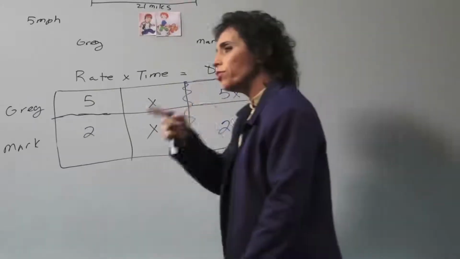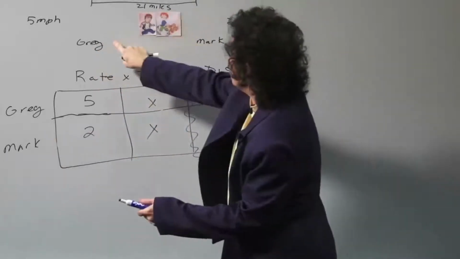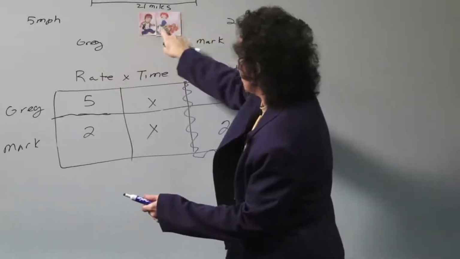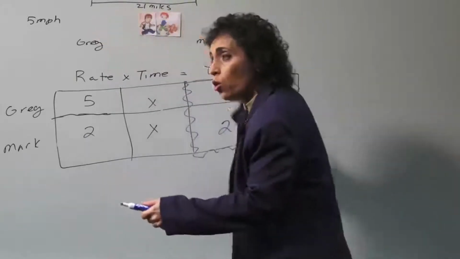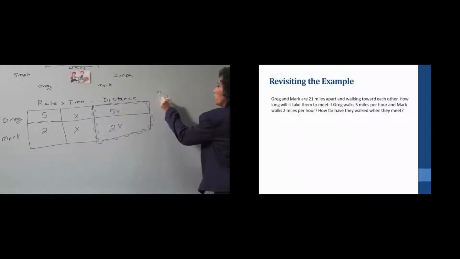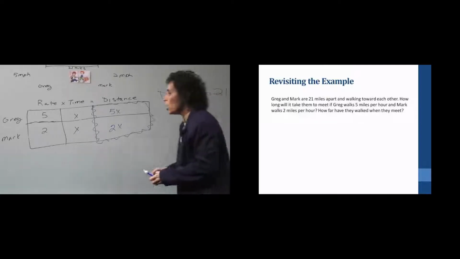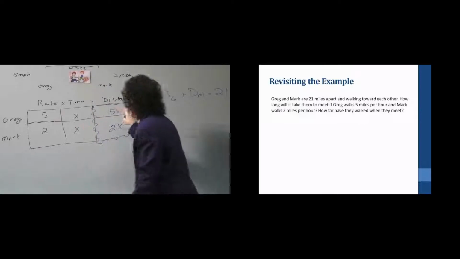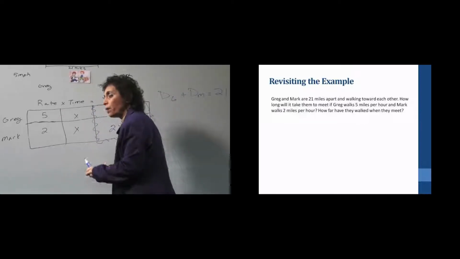Well, you've got to say, what do I know about distance? Here's what I know about distance. Look what just happened. Even though Greg walked further and then Mark walked, they met here, they covered together that whole 21 miles. So I know the distance that Greg walked plus the distance that Mark walked equal the total distance, which is 21. What told me to think about that was the fact that I squiggled distance. It means I need to write my equation about distance.